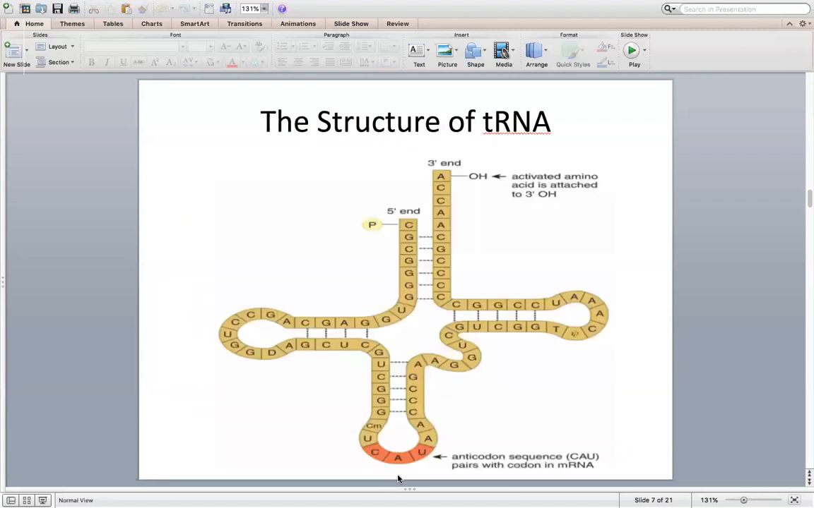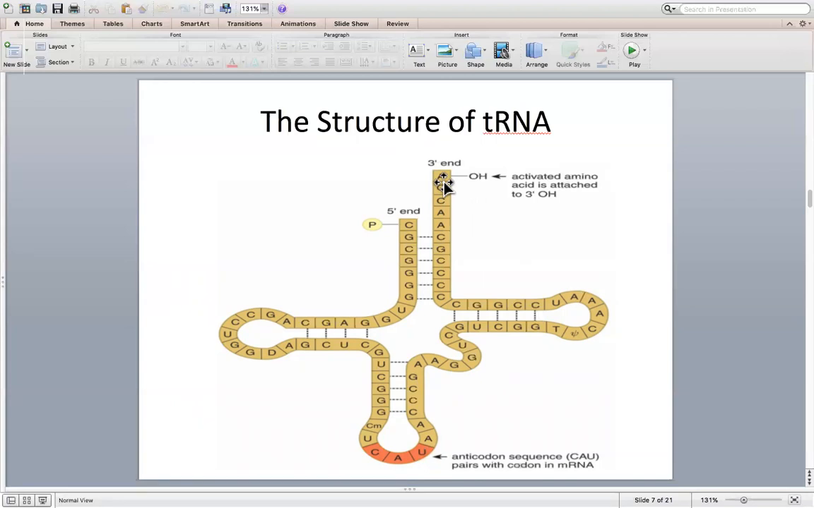And so this is just the structure of the tRNA molecule. This highlighted region at the bottom is going to be the anticodon sequence, and this is going to be complementary to the codon on the mRNA molecule. And the 3' end is going to be where the amino acid would be attached when the tRNA is in its charged or activated state. So that's going to happen up here at the 3' end of this molecule.